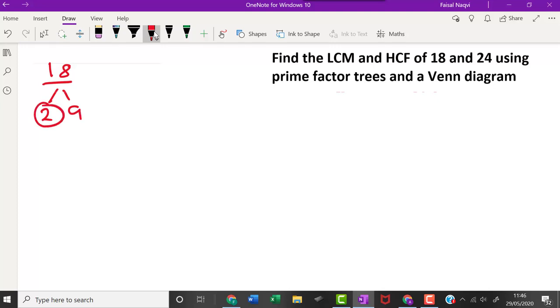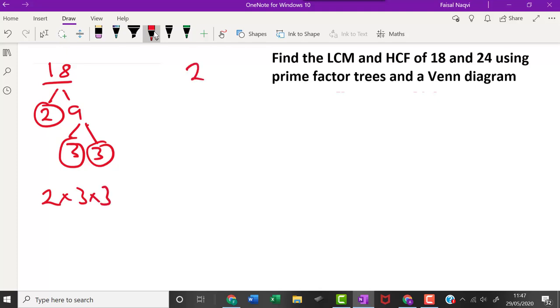2 is a prime number, so I circle that. And any two numbers that multiply together to give me 9, I have 3 and 3. Both of those are prime numbers, so I circle those. I then have to write the product of primes, which is 2 times 3 times 3.